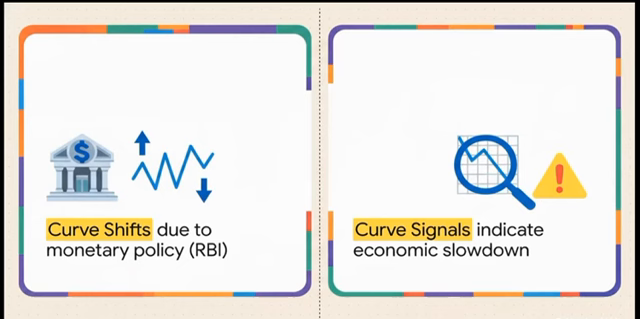To wrap up the masterclass, the coach draws a really critical distinction between shifts and signals. See, the curve actively shifts due to monetary policy. When central banks, like the Reserve Bank of India, change rates, they physically shift that curve up or down. But the shape of the curve, that is a passive signal. It signals underlying economic expectations to the market, like how that inverted shape is warning us about an economic slowdown. Knowing the difference between a shift and a signal is absolutely crucial for reading financial news.